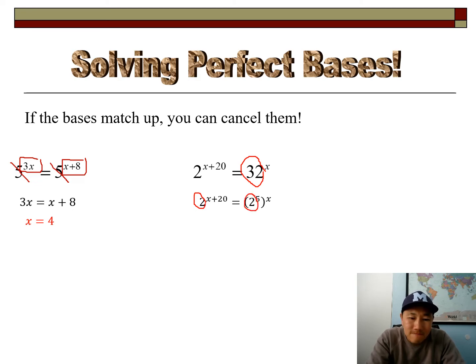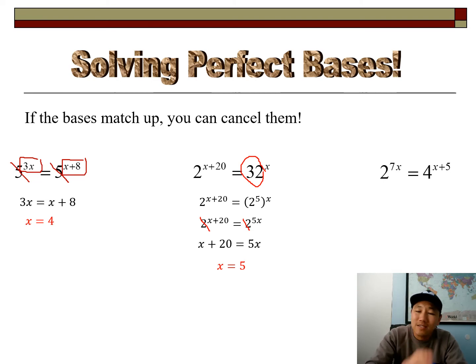All right, let's simplify it. The 5 times the x makes 5x. Let's go ahead and cancel those out, and you're left with just x plus 20 equals 5x. Pretty easy algebra 1 problem. Solve it out, you get x equals 5.